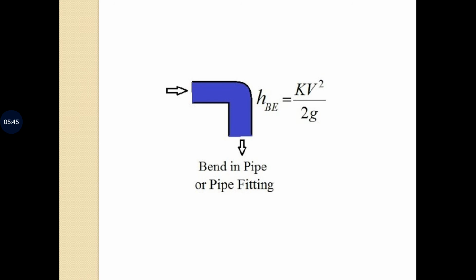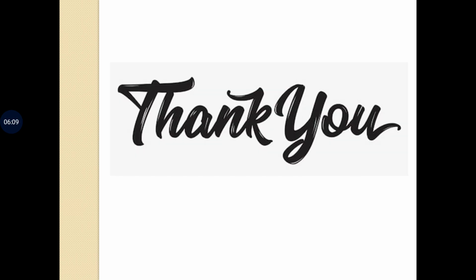Likewise, we have two other losses, that is loss due to entry and loss due to exit. For loss due to entry, we have the equation he = 0.5 V²/2g, and for loss due to exit, we have the equation he = V²/2g, where K is equal to 1.